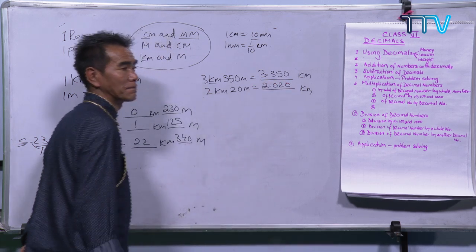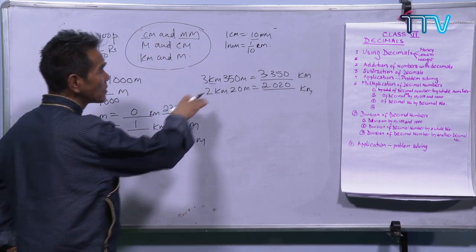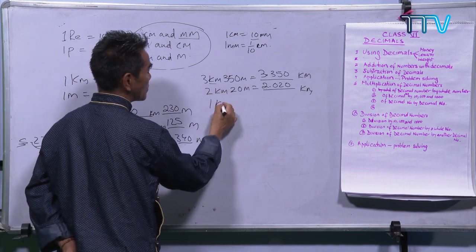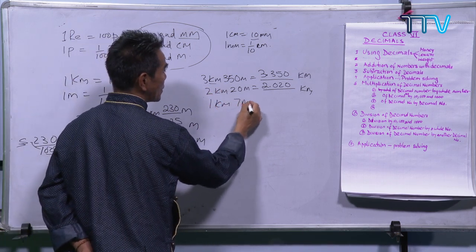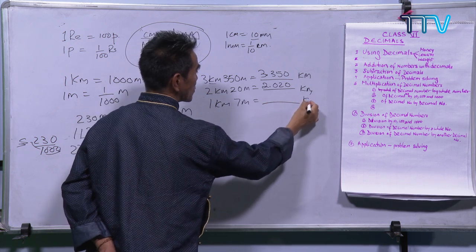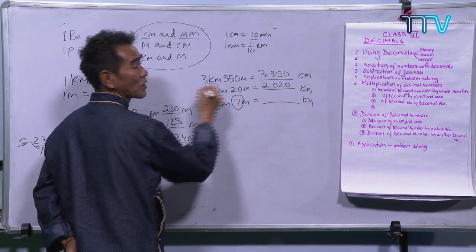0 to 0 to spot water. Then you might typically call it 1 kilometer, 7 meters, dash kilometers. The meter part changes to kilometer point.